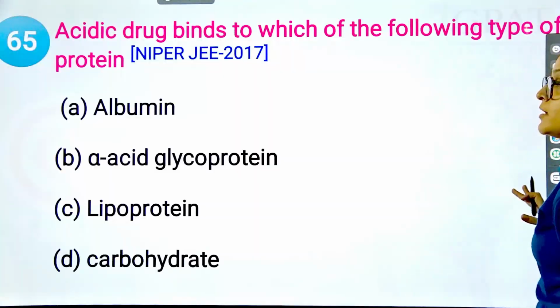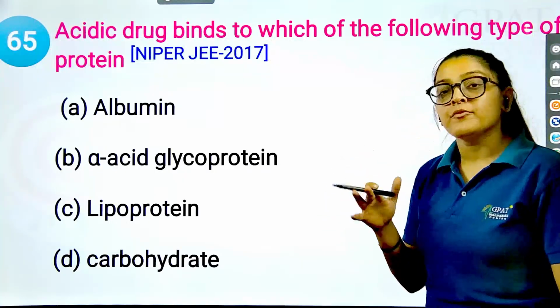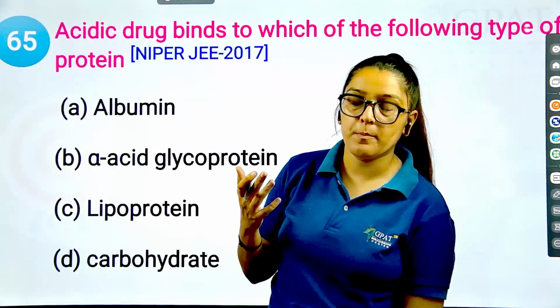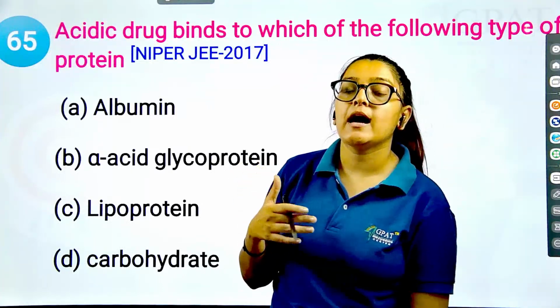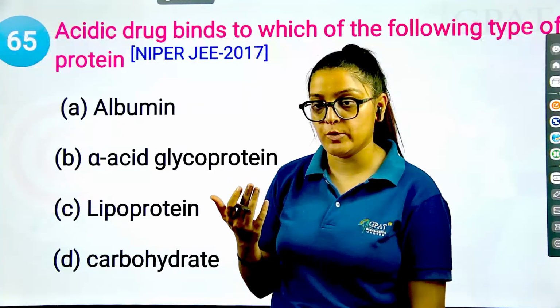Next, acidic drug binds to which protein? See, we have very different kinds of proteins for the drugs to be able to bind. We have albumin, alpha-1 acid glycoprotein, we have lipoprotein, we have globulins as well.